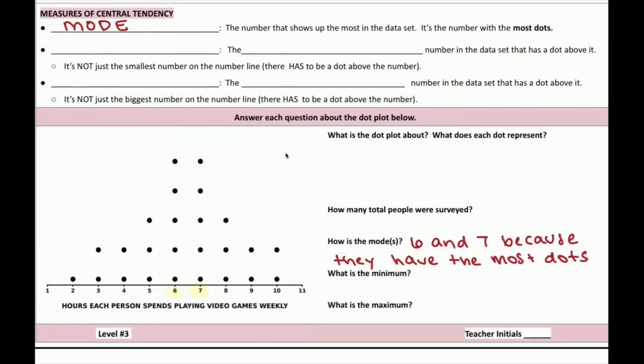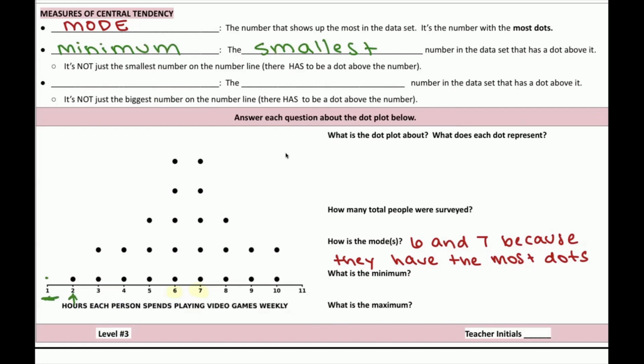Our next note is minimum. The minimum is the smallest number in the data set that has a dot above it. So this is a common mistake I see from students. Remember, it's not just the smallest number on the number line. So the minimum here is not 1 because there's no dot above it. The minimum here would be 2 because that's the least amount of time someone spent playing video games.